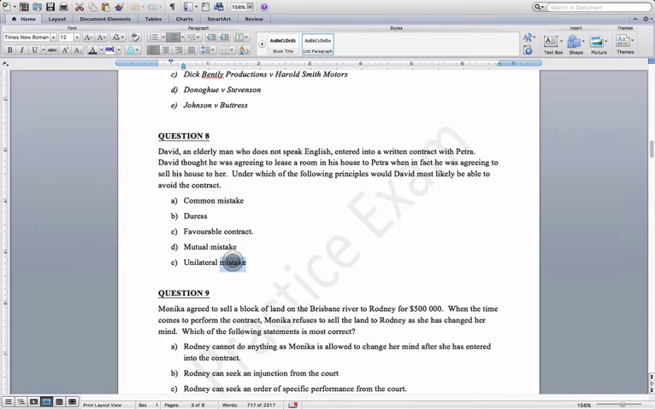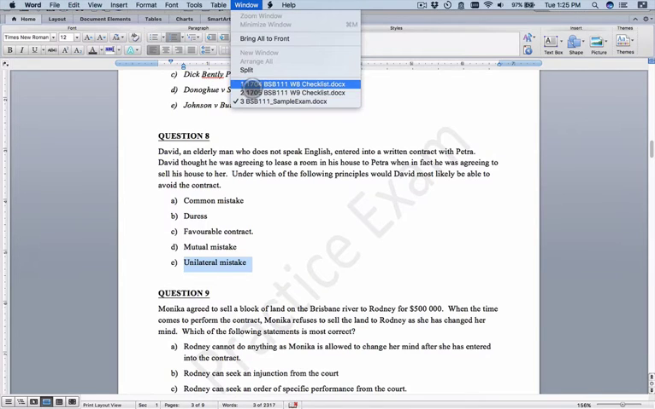Unilateral mistake is where one person makes a mistake. So in this case, David's made a mistake. Has Petra made a mistake? It doesn't really look like it. And if Petra hasn't made a mistake, I'm not sure it could be common or mutual mistake, right? Because it's only one person making a mistake. I'm going to say, well, look, it looks like if anything's going to apply, it's unilateral mistake.